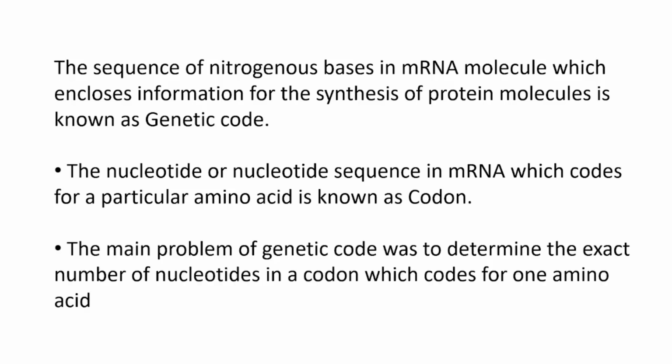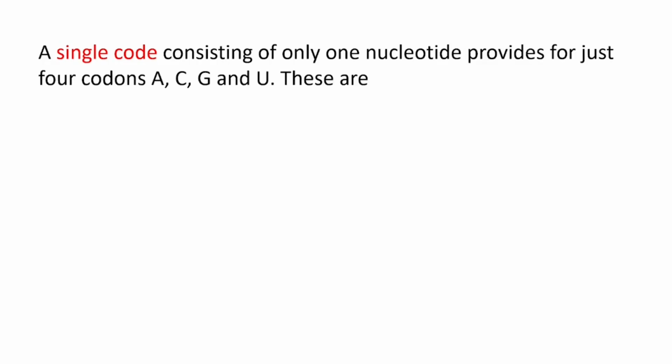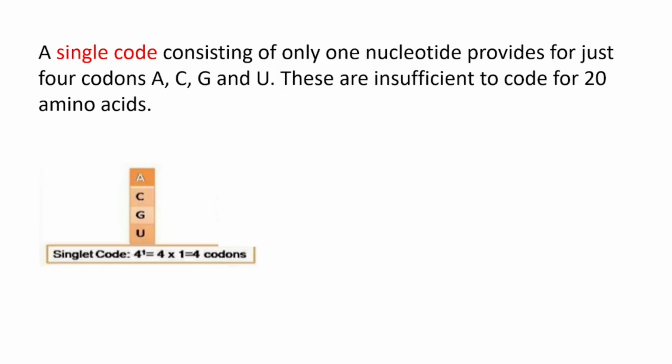The main problem of genetic code at that time was to determine the exact number of nucleotides in a codon which code for one amino acid. So, a single code consisting of only one nucleotide provides for just 4 codons: A, C, G and U. These are insufficient to code for the 20 amino acids, as you can see here. So, the singlet code could code for only 4 codons, whereas we have at least 20 amino acids.